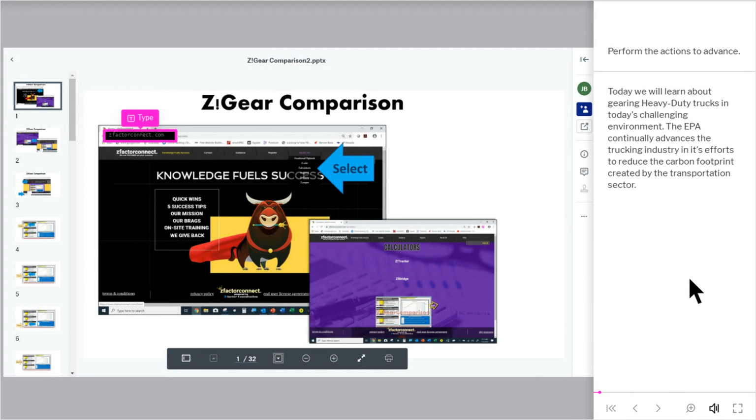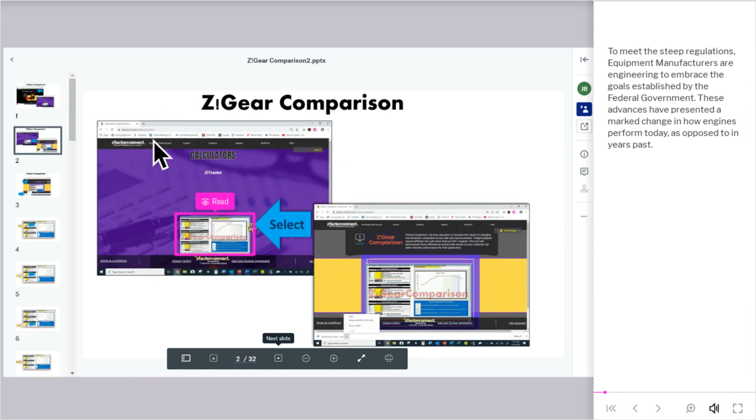Today we will learn about gearing heavy-duty trucks in today's challenging environment. The EPA continually advances the trucking industry in its efforts to reduce the carbon footprint created by the transportation sector. To meet the steep regulations, equipment manufacturers are engineering to embrace the goals established by the federal government. These advances have presented a marked change in how engines perform today, as opposed to in years past.